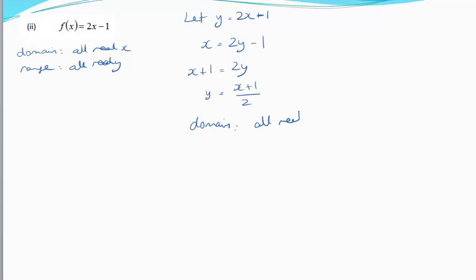Now we're going to find our inverse. Let y is equal to 2x minus 1. If we interchange, x is equal to 2y minus 1. Add 1 to both sides. X plus 1 is equal to 2y. Divide both sides by 2. Y is equal to x plus 1 divided by 2. So our domain will be all real x, and our range will be all real y.